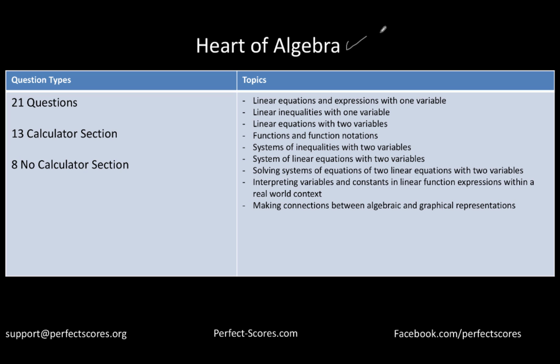First question type is Heart of Algebra. It's also decided how many questions Heart of Algebra is going to have. Heart of Algebra is going to have 21 questions. 13 questions will be in the calculator section, and 8 questions will be in the non-calculator section. Fine, so 21 questions, that's a hefty amount. Out of 58 questions, 21 questions would be Heart of Algebra. So that's almost about 20 over 60. That's almost about one third of the test. So one third of the test is going to be Heart of Algebra.